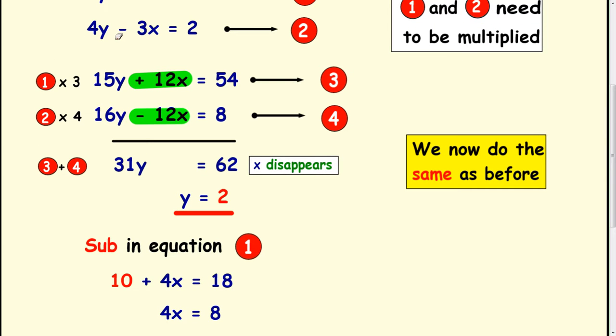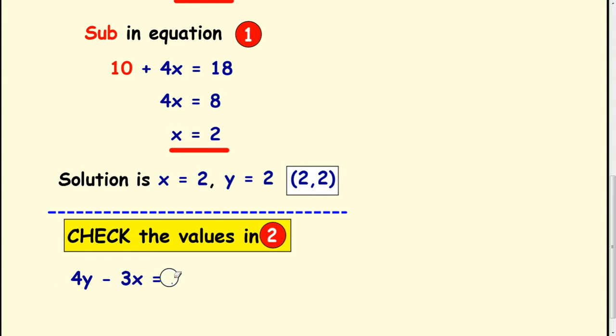Double check it in the second equation, so 4y take away 3x equals 2. Well, x is 2 and y is 2, so 4 2's are 8. Take away 3 2's are 6. That makes 2. It works.